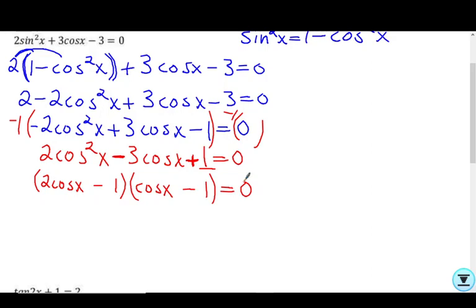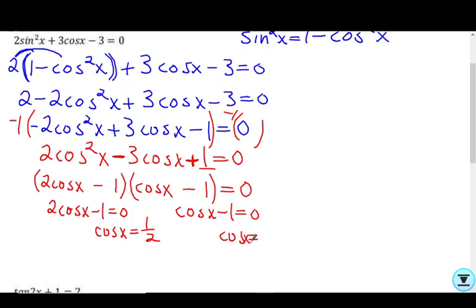So we've done step 1, we got it equal to 0. We can factor this. Now we're in step 3 where we set our factors equal to 0. So we get 2 cosine x minus 1 equal to 0 and cosine x minus 1 equal to 0. Solve for cosine x, we get cosine x equals 1/2 and cosine x equals 1. Okay? So now that we've got our factors set equal to 0, we use our unit circle.